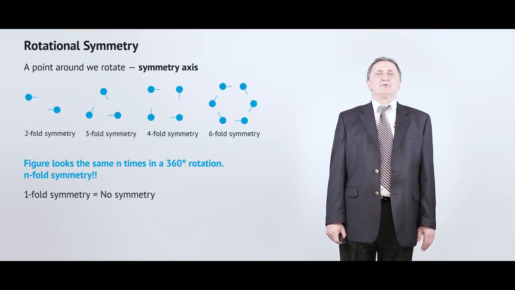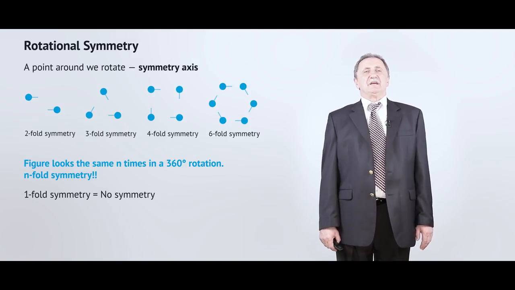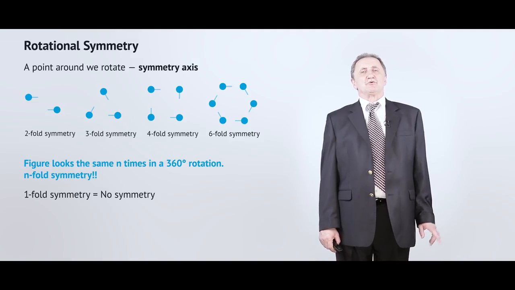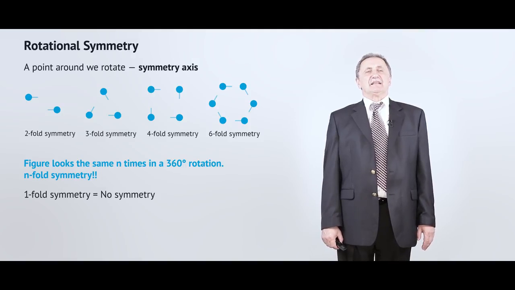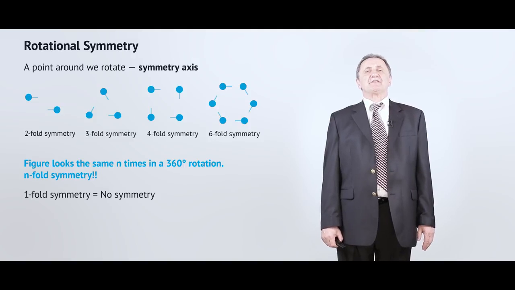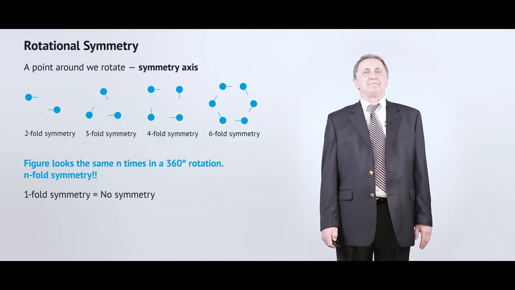Finally, n-fold rotoinversion symmetry means that the object will be transformed into itself after the following 2-step operation. First of all is a rotation of 90 degrees along some axis, followed by the inversion with respect to a point on this axis. This is n-fold rotoinversion symmetry.